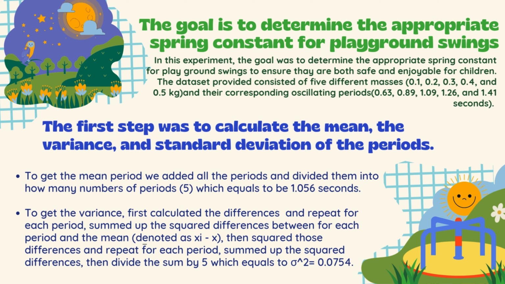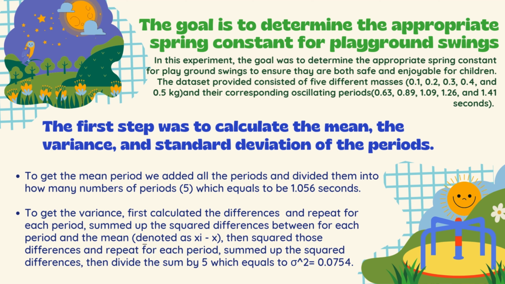Now, how do we get the mean? To get the mean period, we firstly add all the periods and divide by how many periods there are, which is 5, which equals 1.056 seconds.